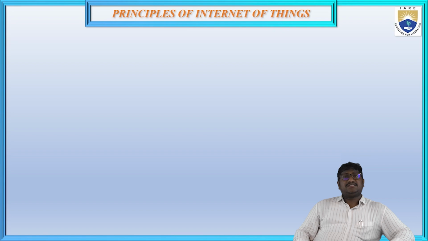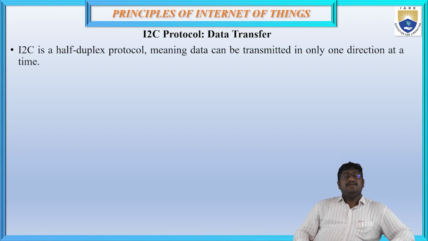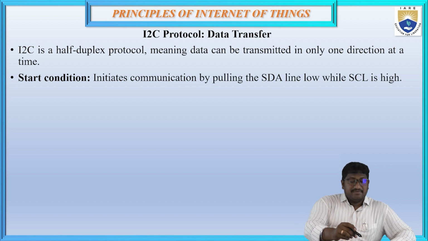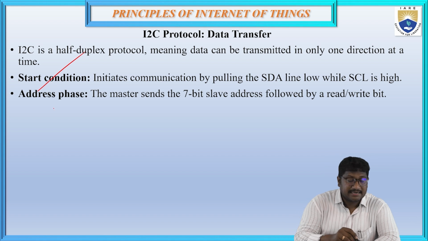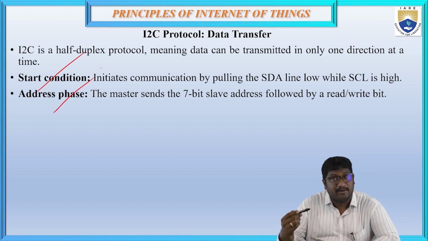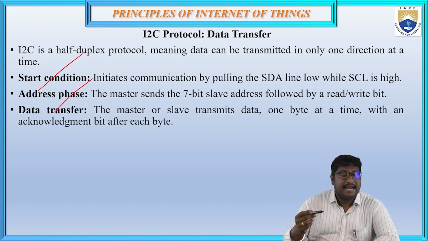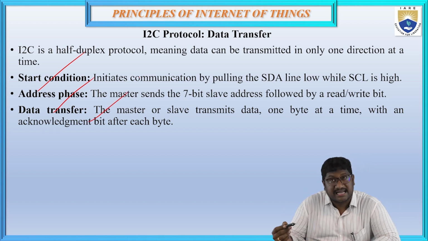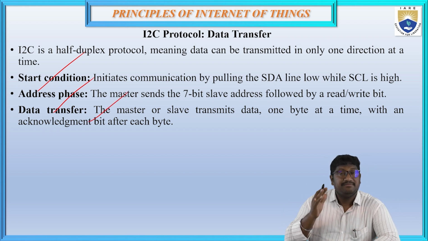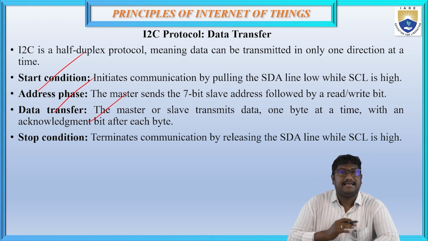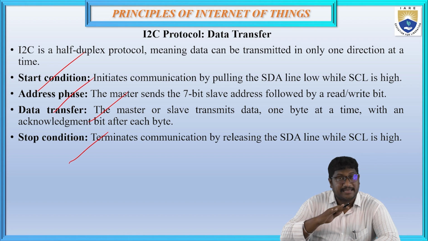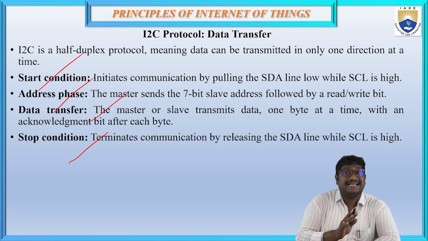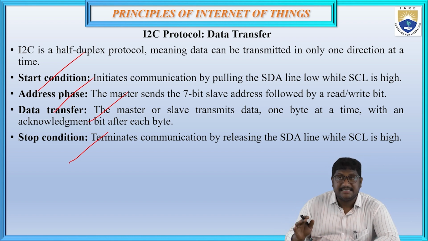And coming to the next factor, which is I2C data transfer, a half duplex protocol where data is transmitted in one direction at a time. The start condition initiates the communication by pulling the SDA line low while SCL is high. In the address phase, the master sends the 7-bit slave address with a read or write bit. In data transfer, the master transmits the data one byte at a time, with an acknowledgement bit after each byte. And the stop condition terminates the communication by releasing the SDA line whenever SCL is high.